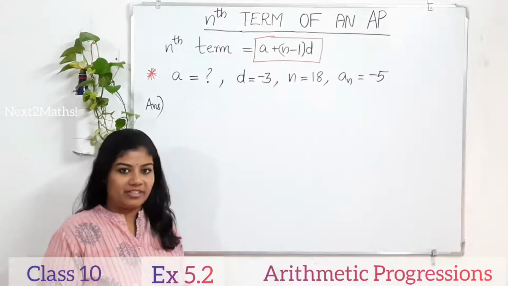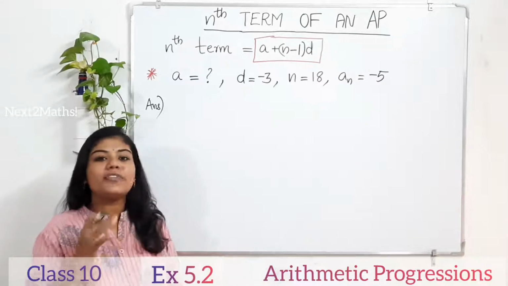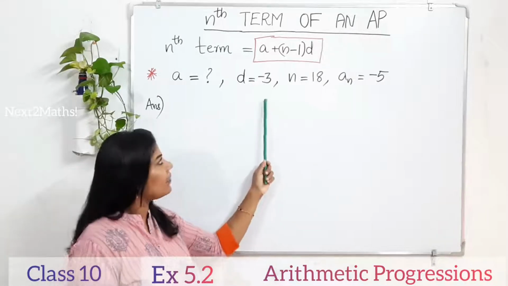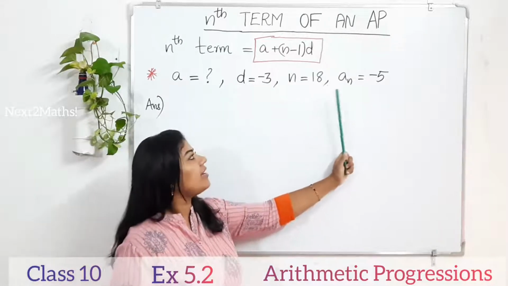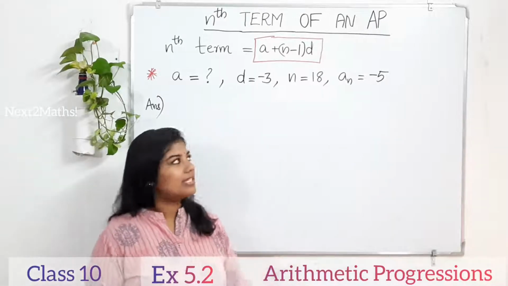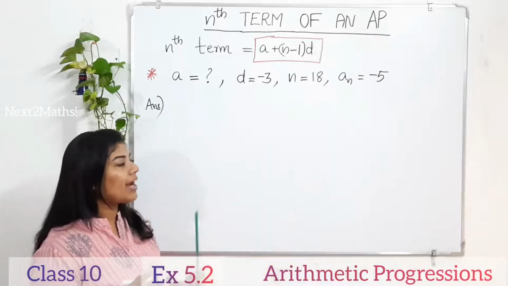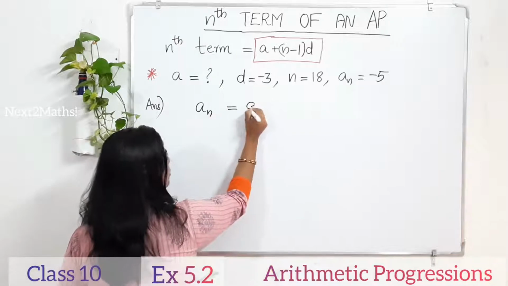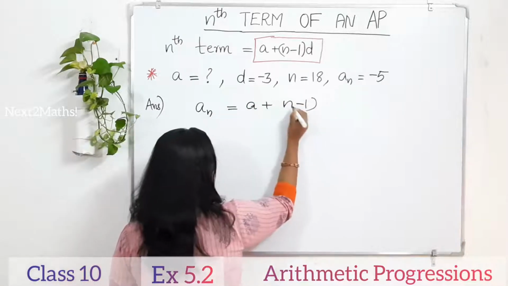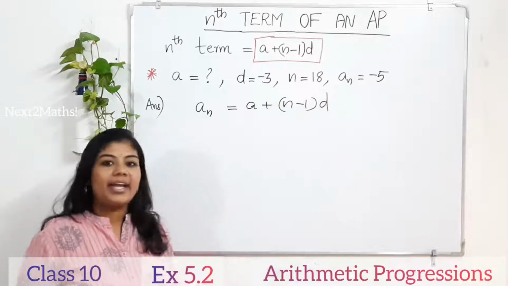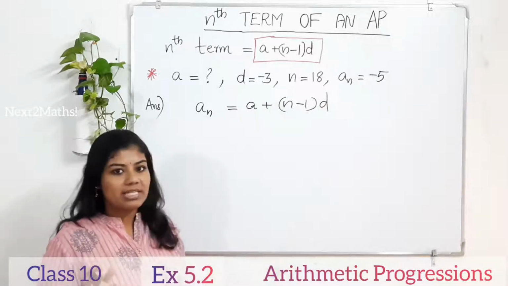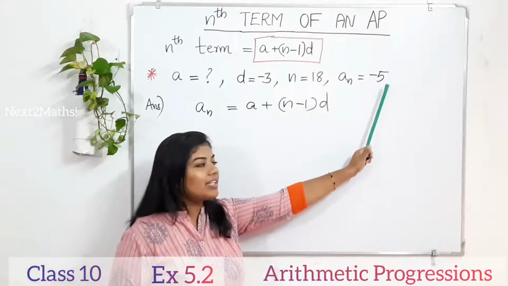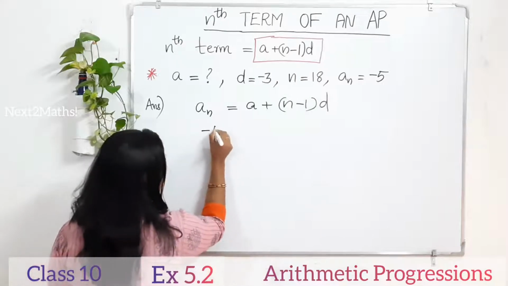Here a is not given. Your first term is not given. You are going to find the first term. But you have been given d, the common difference, d equal to negative 3, n equal to 18, and a n equal to negative 5. This is all given. So first of all we write the nth term. The nth term a n equal to a plus (n minus 1) into d. Now the nth term is clear. This a n is directly given, so you can write here negative 5.